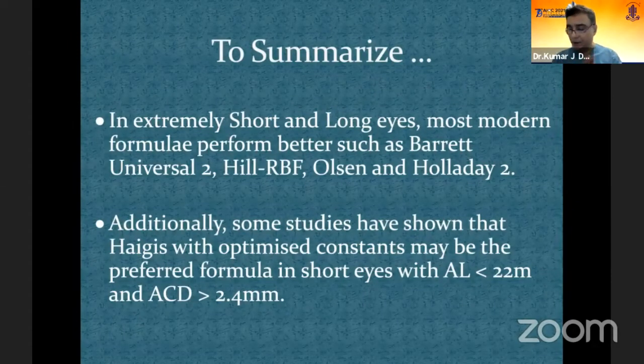So I know that in short eyes, the Haigis, the Hoffer Q, and the Holladay 2 do very, very well. I also use the Hill RBF, but with the Hill RBF, you have to feed the data in the computer. It has got the data from all over the world, and then it tells you a conclusion. Additionally, some studies have shown that the Haigis with optimized A constant may be the preferred formula in short eyes where the axial length is less than 22 millimeter and an ACD of more than 2.4 millimeter.